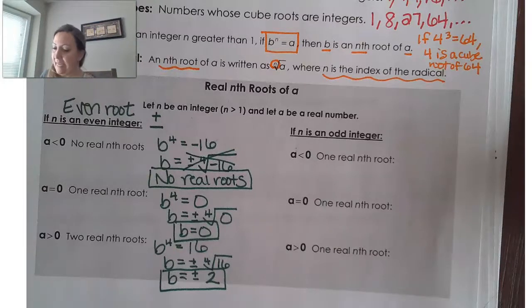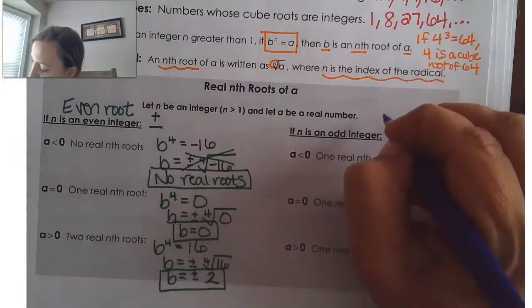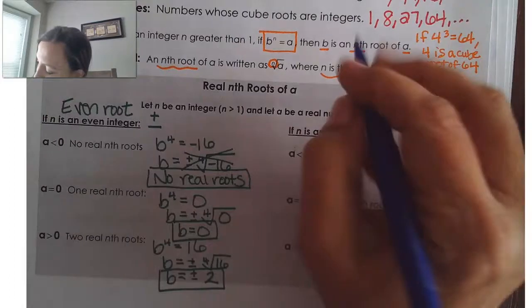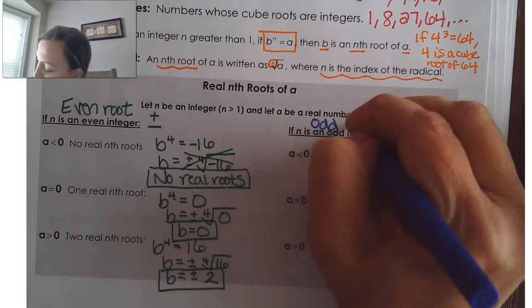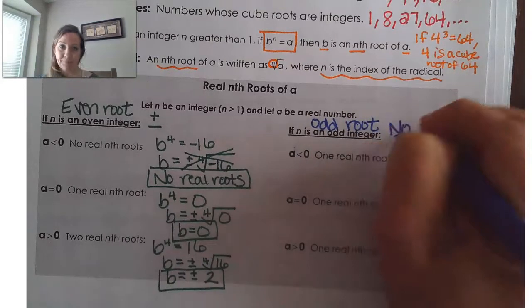Now, the thing is that if we have an odd root, so if n is an odd integer, so if we have an odd index, there is no plus or minus, okay?